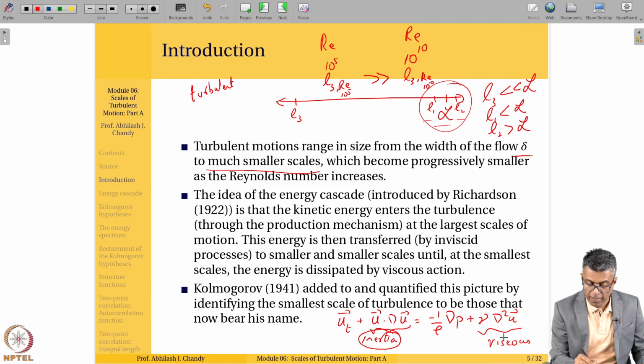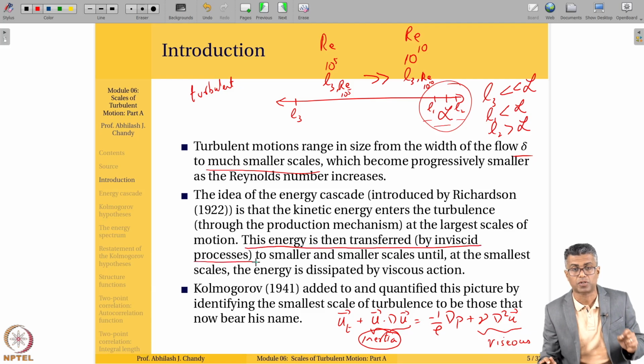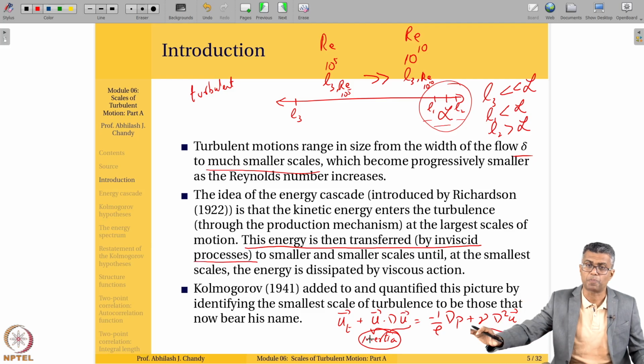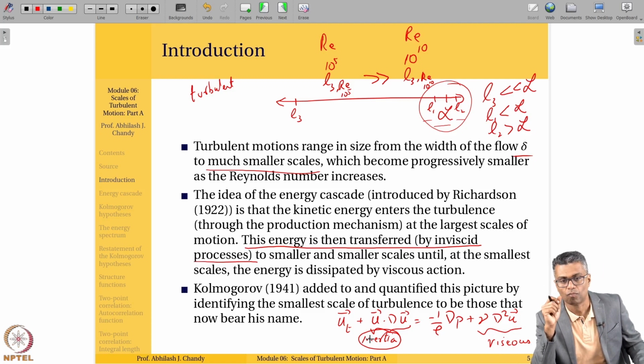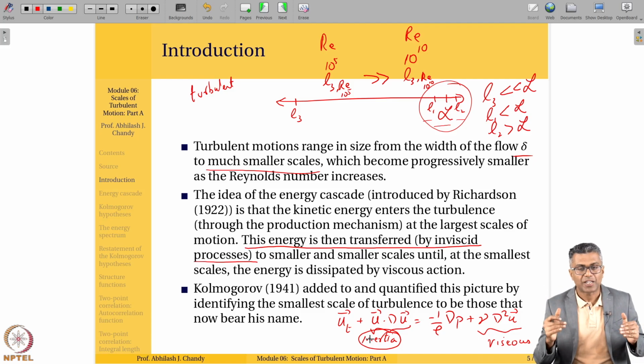So when we say that this energy is then transferred by inviscid processes, the inertia term is that inviscid process which breaks up the large scales to small scales. And then the energy is dissipated at the smaller scales by viscous action. So that is your energy cascade.